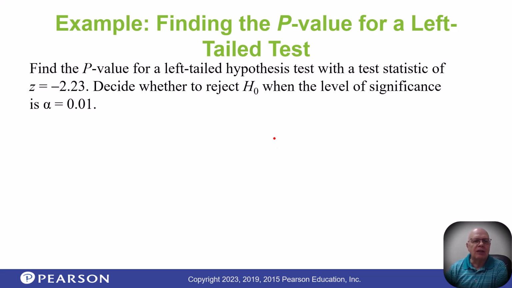So let's take a look at this. Find the p-value. It's a left-tailed test. So right away I'm going to draw a little picture here. Left-tailed test looks something like that. And we've got a test statistic of negative 2.23. And we want the area to the left.